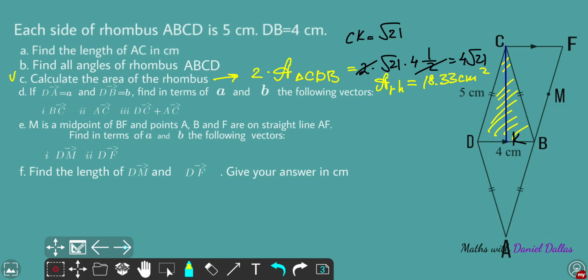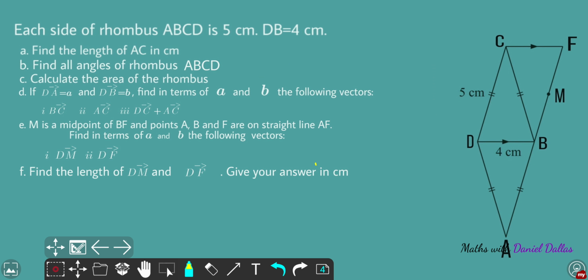That's why let's go to vectors, okay? And right now we're here. So we're given vector DA, which is A, right there. And we are given DB, which is there. And we can mark them as A and B correspondingly. So this is A and this is B, okay? We need to find, in terms of A and B, the following vectors.